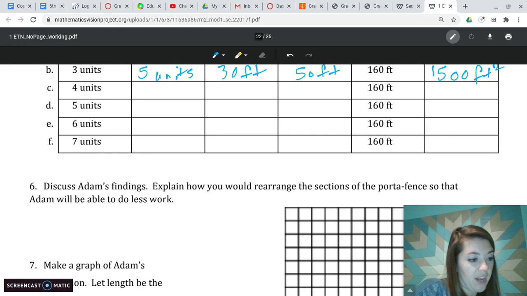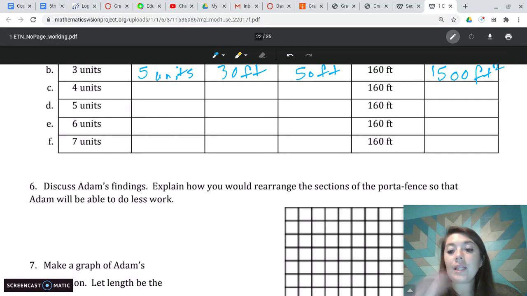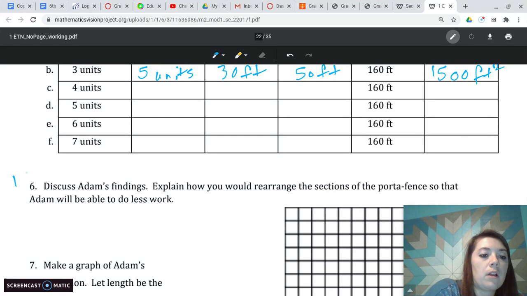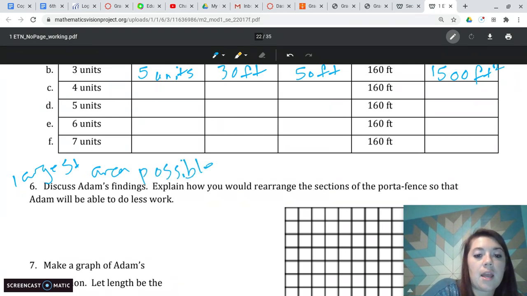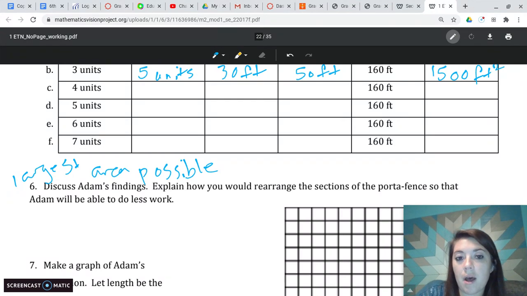So discuss Adam's findings. Explain how you would rearrange the sections of the porta fence so that Adam will be able to do less work. So less work means that there's a bigger area for the horses to graze in. So we want the largest area possible. So that's what you guys are going to be looking for in this table up above. You want to find the largest area possible based on this table, and that's how it's going to make it so he can do less work.